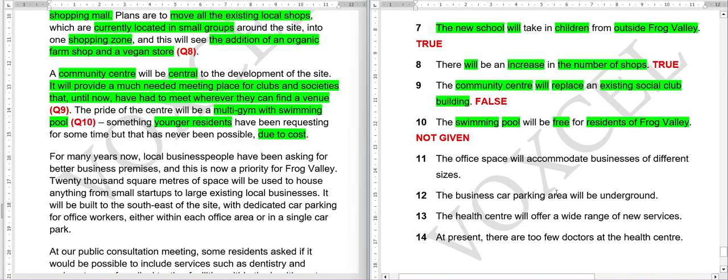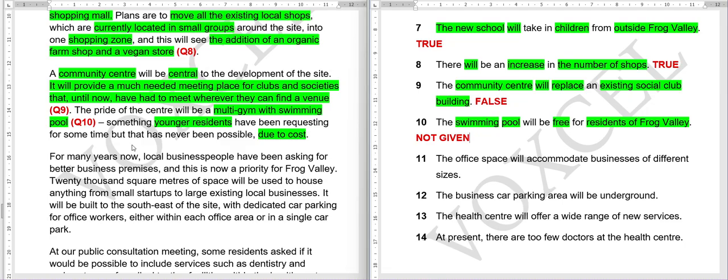It was quite straightforward. Why? Because they are saying free for residents of Frog Valley, yes, there will be a multi-gym with swimming pool, but whether it will be free or not, we don't know about that. We have not been given any information. The information they gave us is that younger residents have been requesting it for some time, but because of a money problem, because of cost, they were not able to build it.